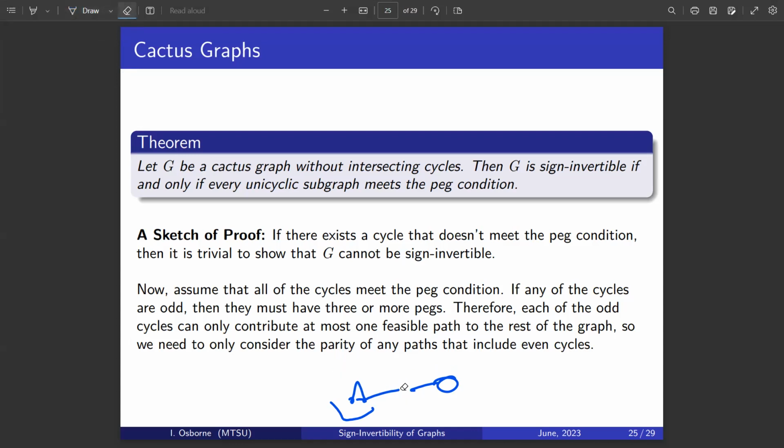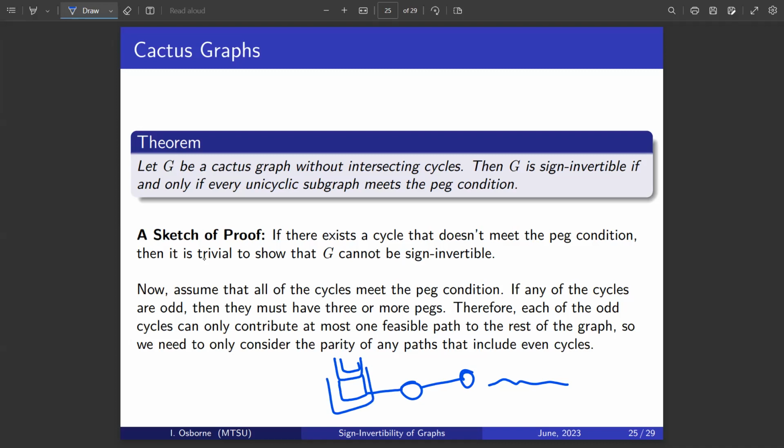If we have a case where there are two pegs with paths that are congruent to each other, so not meeting the peg condition criteria, something like this, it's connected off to, and then there's more graph over here. It can easily be shown that if you do this path and this path, everything else out here remains constant.